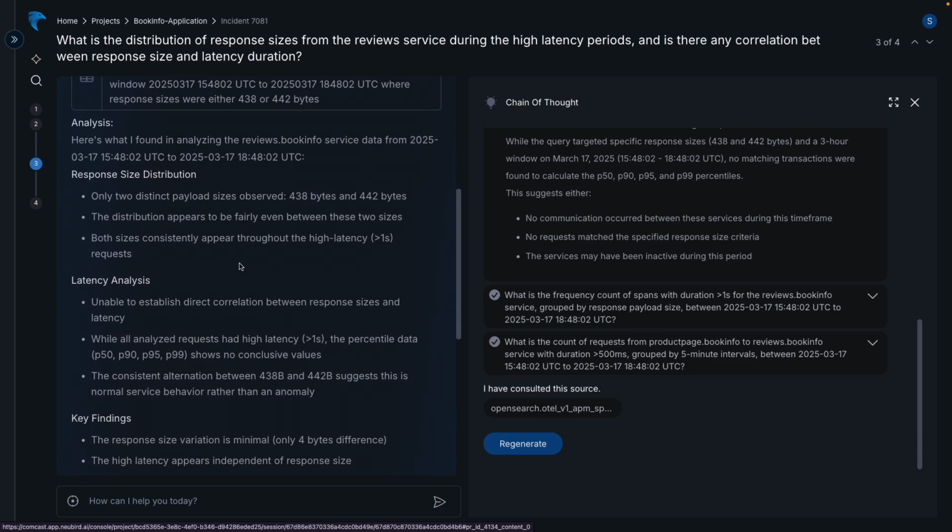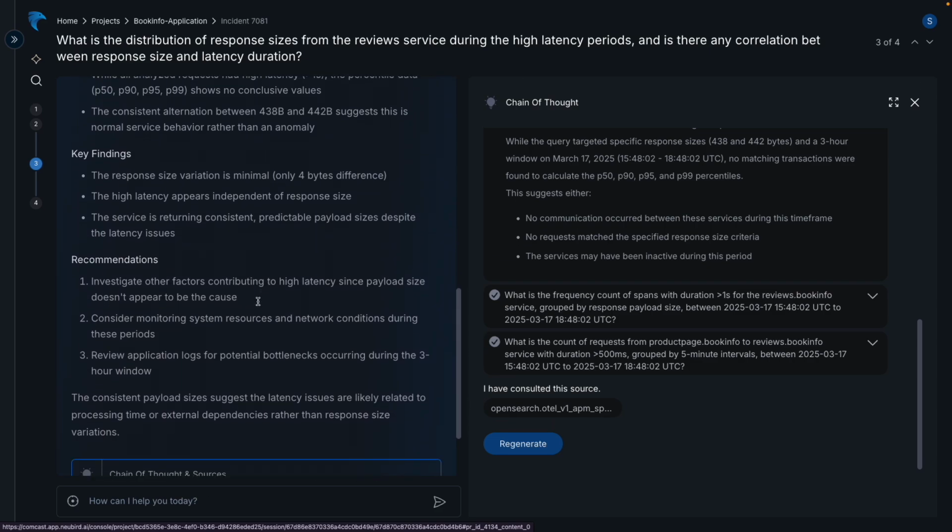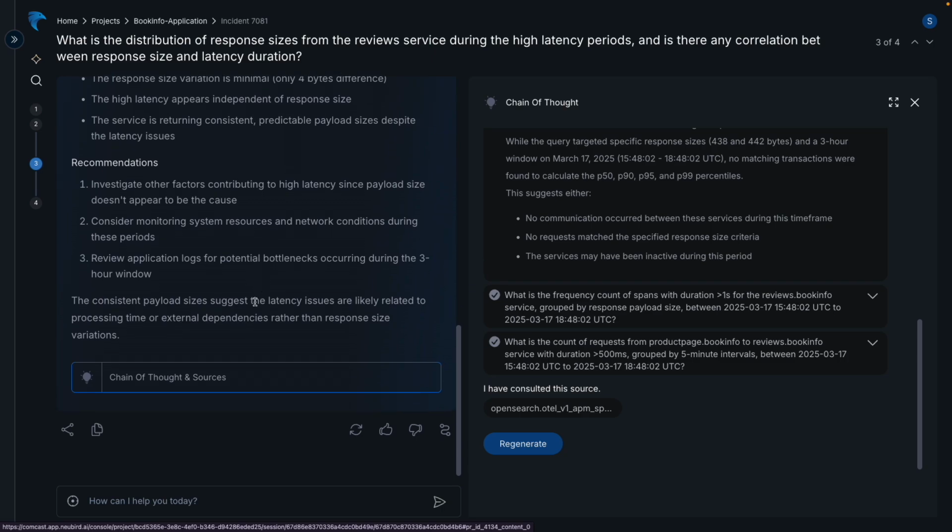And here the analysis of the response sizes shows that there are only two distinct payload sizes, and the distribution appears to be fairly even between those two sizes. So it kind of eliminated the payload size, which makes sense because this is an artificial test where we're sending the same payload over and over again.